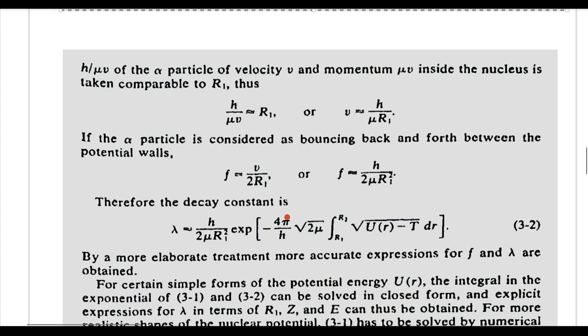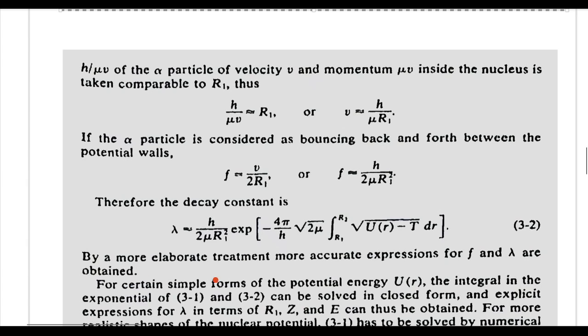Therefore, the decay constant is the multiple of probability and frequency factor. तो यहाँ पर f into h upon 2 mu R1 square और probability factor इसको हमने यहाँ लिख दिया, तो हमें इक्वेशन मिली 3.2. By a more elaborate treatment, more accurate expressions for f and lambda are obtained.